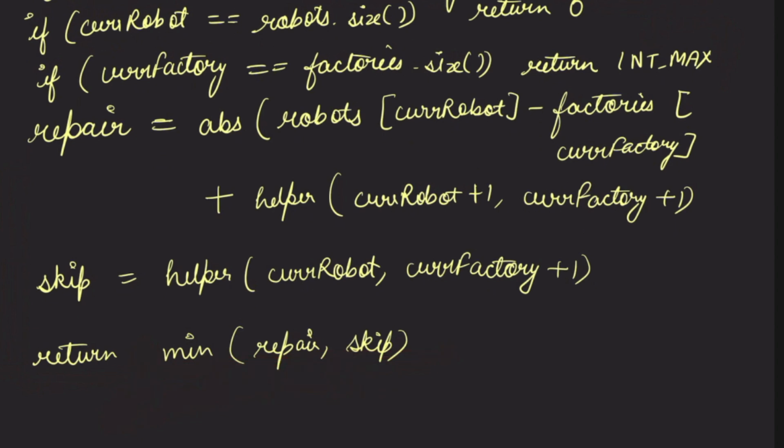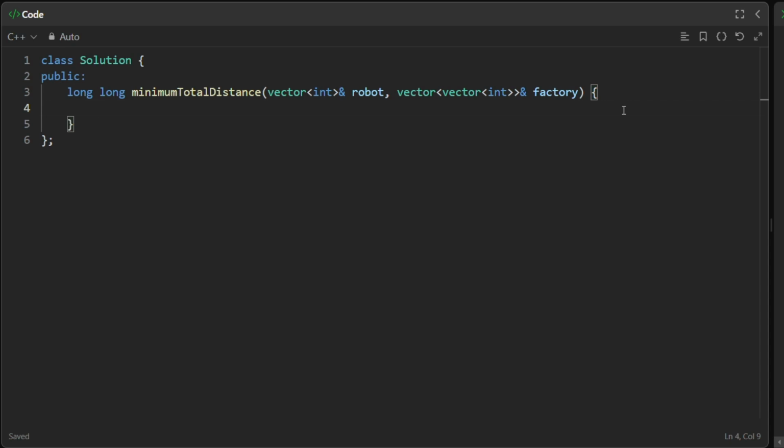And this is how you can memoize your recursive function. So let's code it out now. First of all, we need to sort robot and factories. So we'll do sort(robot.begin(), robot.end()). Then we need to sort factory. So we'll do sort(factory.begin(), factory.end()), right?